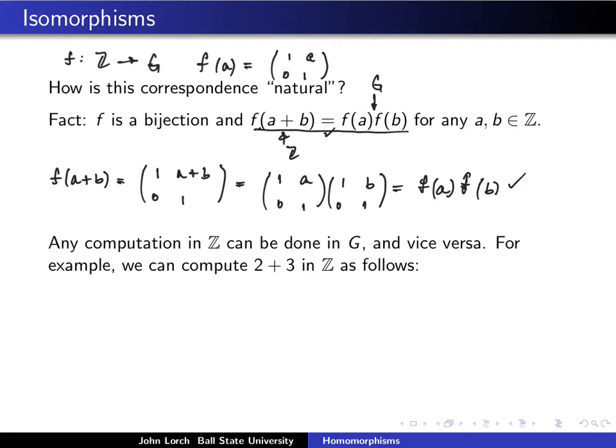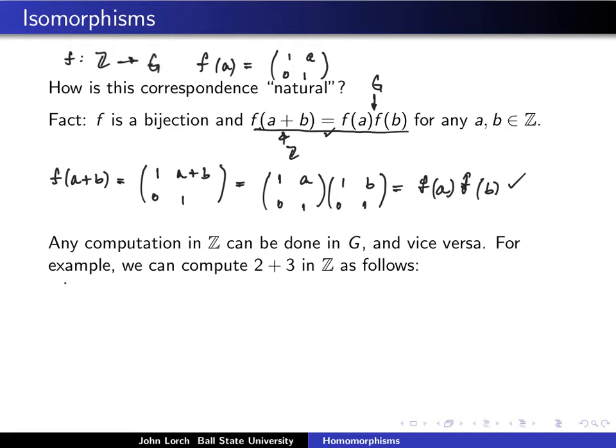Okay, now this property of preserving the operation means that if that's in place and the function is a bijection, then any computation that you want to do in the integers, you can also do in this group G and vice versa. So to see a little bit about how that works, let's compute the sum 2 plus 3 in the integers in sort of the following roundabout way. We're going to make a computation in the group G and then pull it back into the integers and see that we get the right thing.